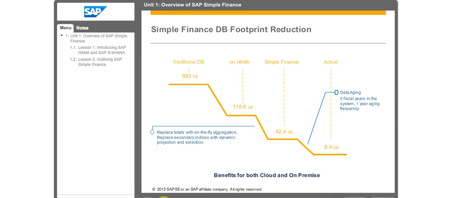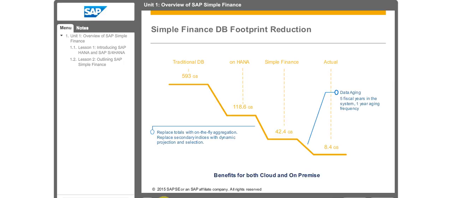Let's have a closer look at the Simple Finance database footprint reduction. If you're starting from an SAP ERP on a traditional database, you can expect a size for financials, depending on your specific installation, of 600 gigabytes for this module. Just moving to a suite on HANA, with the compression possibilities enabled by the in-memory database, you have a 5-fold footprint reduction to about 120 gigabytes.